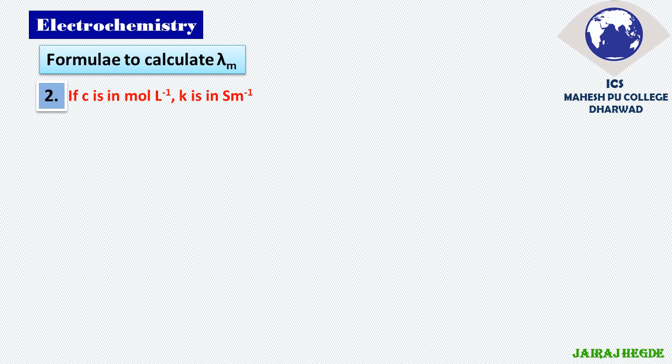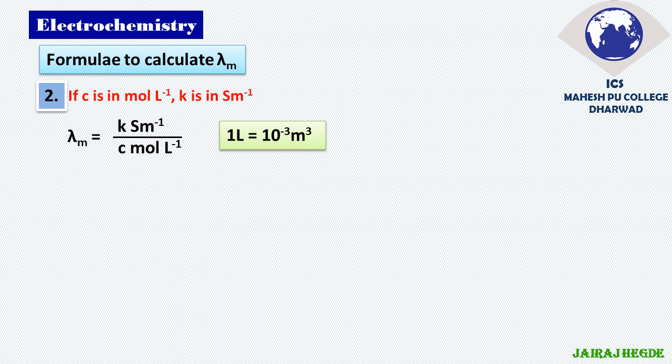Formula to calculate lambda m: if concentration is in mole per liter but kappa is in Siemens per meter, not in Siemens per centimeter, then how to solve this? Lambda m is equal to kappa in Siemens per meter divided by C in mole per liter. Then I should convert this liter into meter cube. So what is the relationship? 1 liter is equal to 10 power minus 3 meter cube, or 1 meter cube is nothing but 1000 liter. That's why 1 liter is equal to 1 by 1000 meter cube.